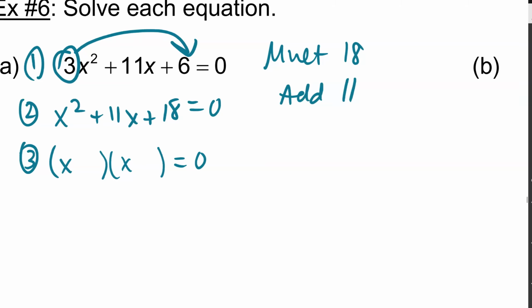So we're looking for what multiplies to C and adds to B. Looking for what multiplies to 18 and adds to 11. What numbers multiply to 18 and add to 11?